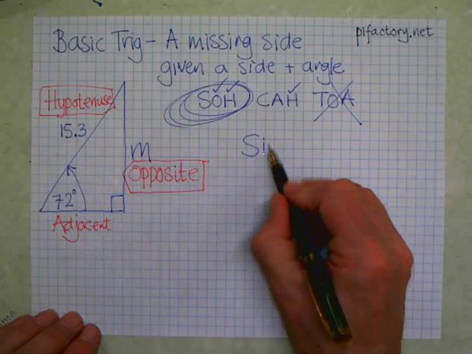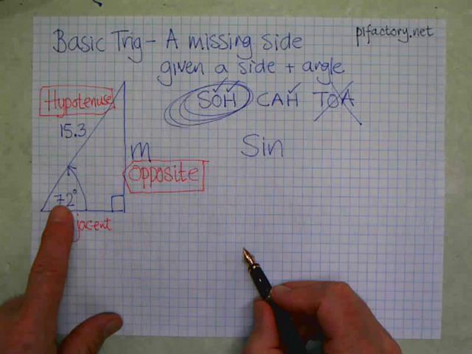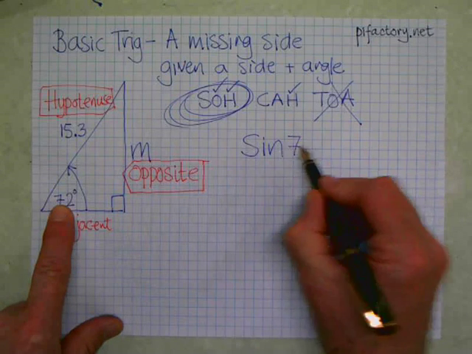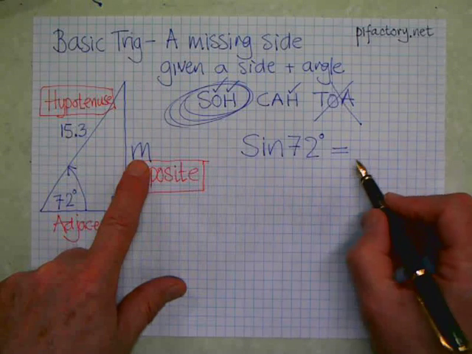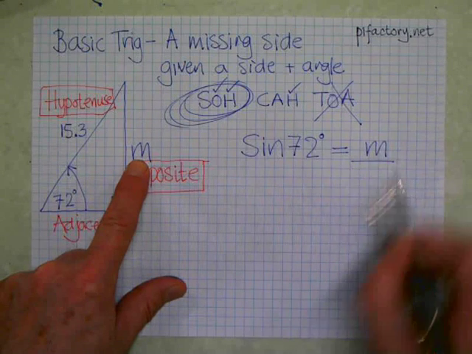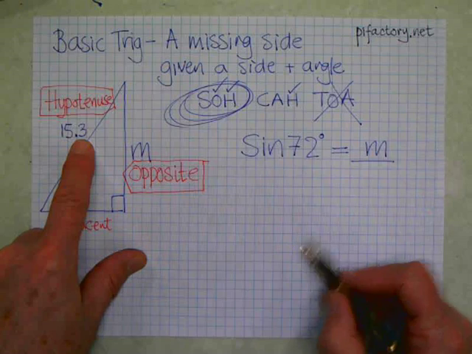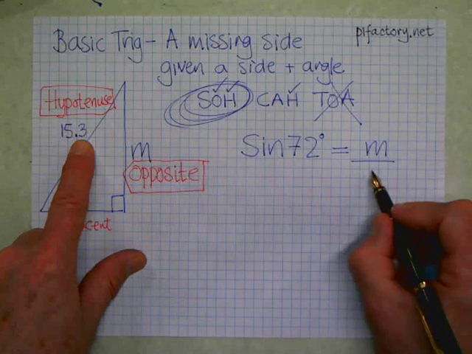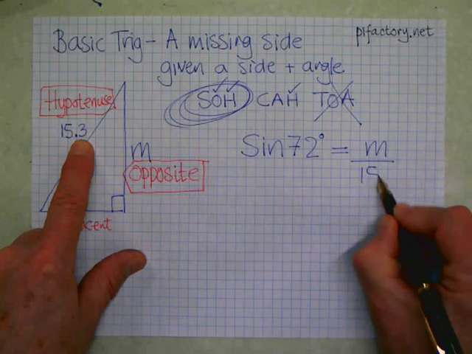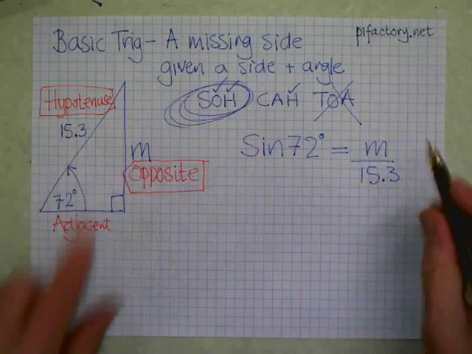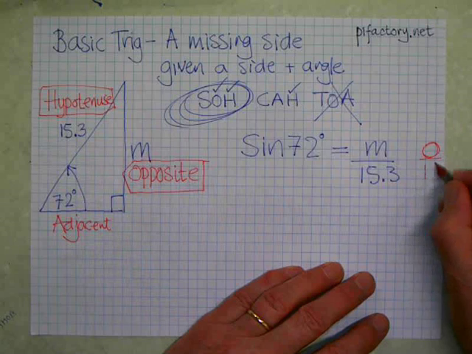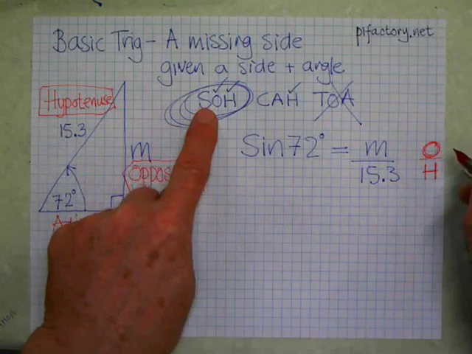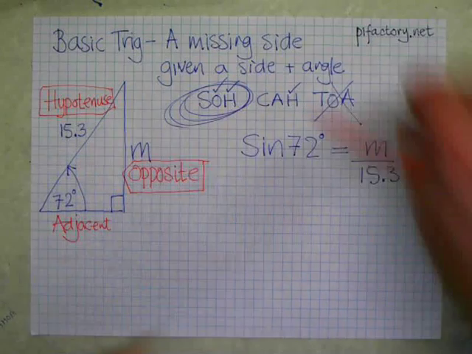So now we want sine of the angle, 72 degrees. Well, it's the opposite side, that's M, over H, the hypotenuse, 15.3. Let's just make a note here: opposite over hypotenuse, so in SOHCAHTOA.